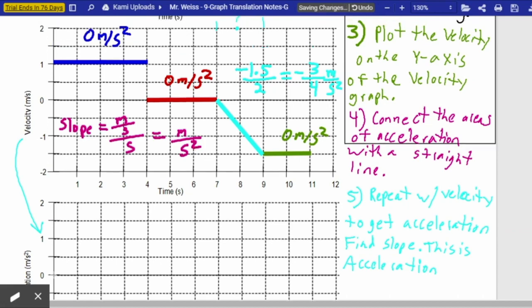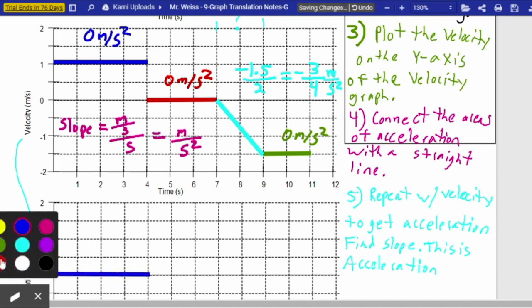Now we're going to look at the slopes that we calculated from our velocity versus time graph and just bring them down below. The slope from 0 to 4 seconds is just 0 meters per second squared. So we're going to draw a horizontal line from 0 to 4 seconds. Then we're going to look at our next slope from 4 to 7 seconds, and we're going to notice that's also 0 meters per second squared, so we're going to draw another horizontal line.